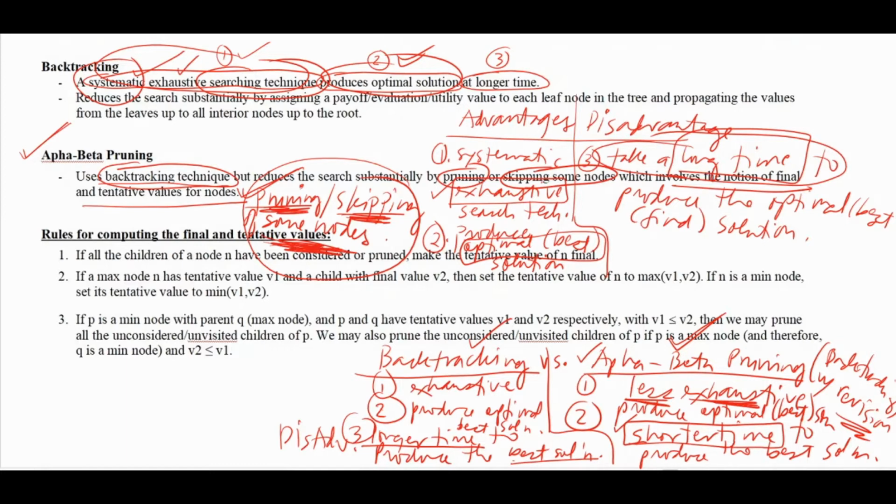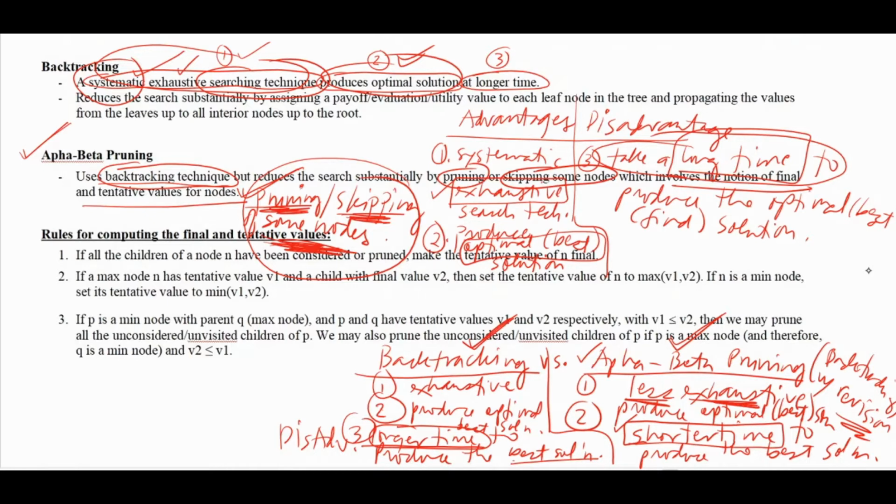While for the normal or standard backtracking, it is exhaustive. It visits all of the nodes. It does not skip or prune some nodes. It visits all the nodes. Therefore, the process is longer. But still, it will produce the optimal solution.